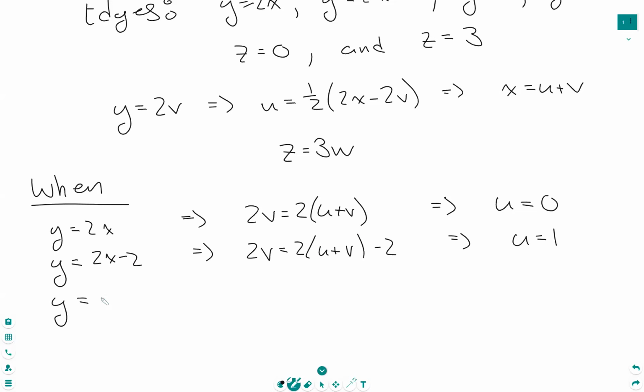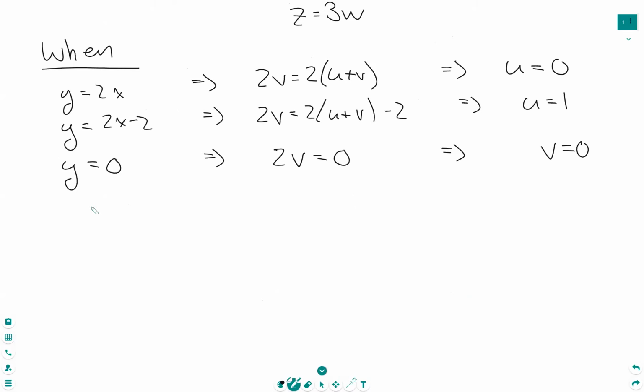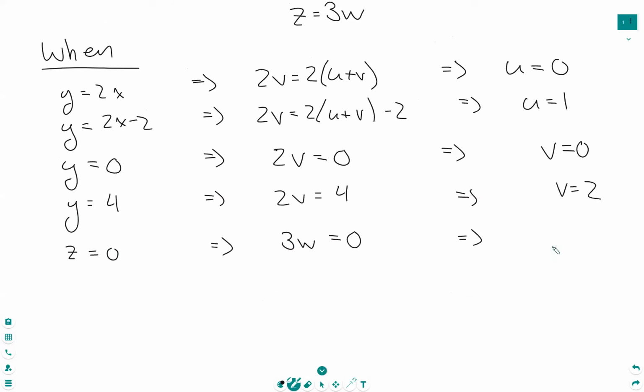From here, y equals 0. This is just 2v is equal to 0, which means that v is equal to 0. When y is equal to 4, I get 2v is equal to 4, or that v is equal to 2. When z is equal to 0, I get 3w is equal to 0, or w is equal to 0. And then finally, when I have z is equal to 3, I have 3w is equal to 3, which means w is equal to 1.